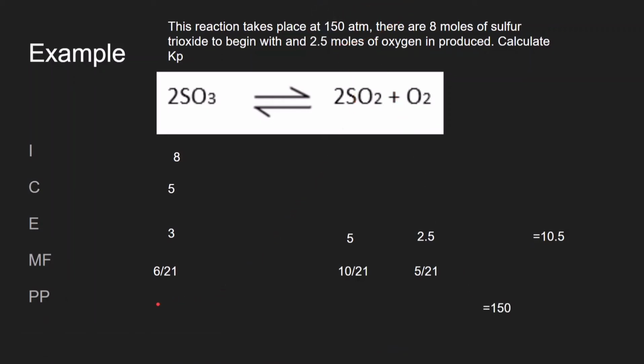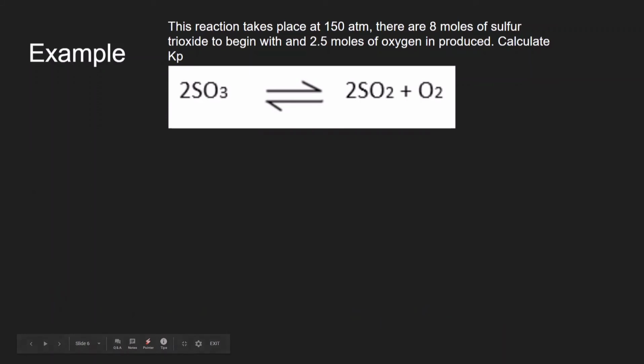So the partial pressure of sulfur trioxide is 150 times our mole fraction, our 6/21. And this 42.9 is the partial pressure. And we do that with the sulfur dioxide and the oxygen to get the partial pressures of each of the compounds in the reaction. And now how do we use them to find the equilibrium constant?